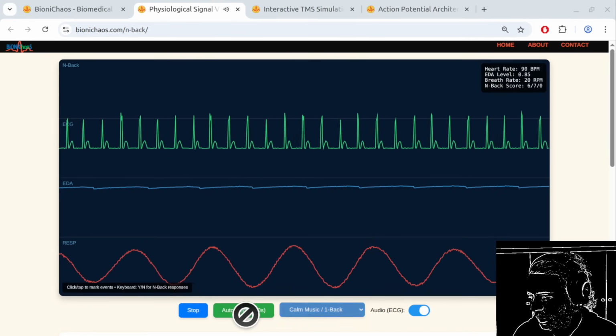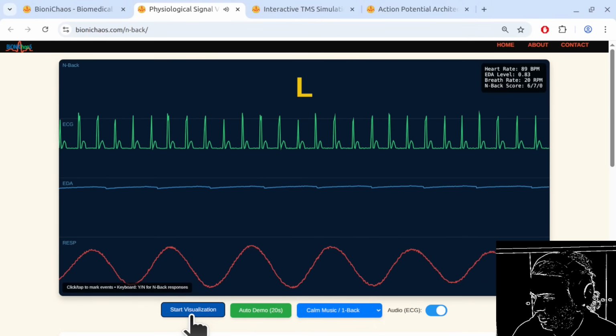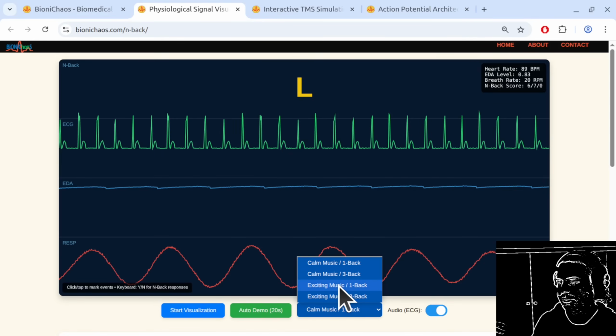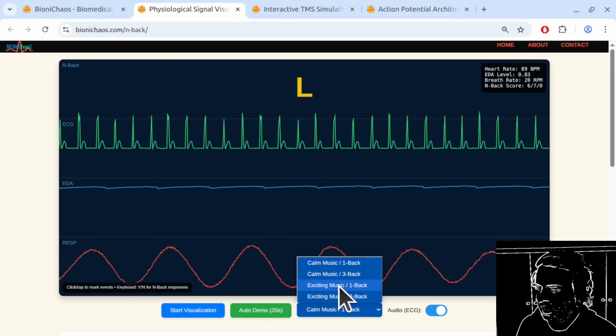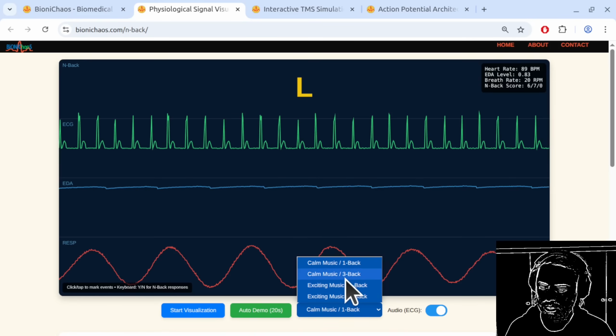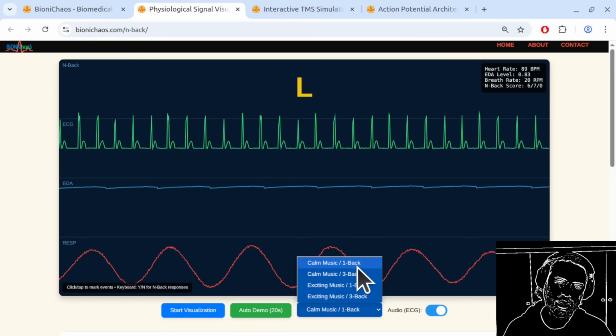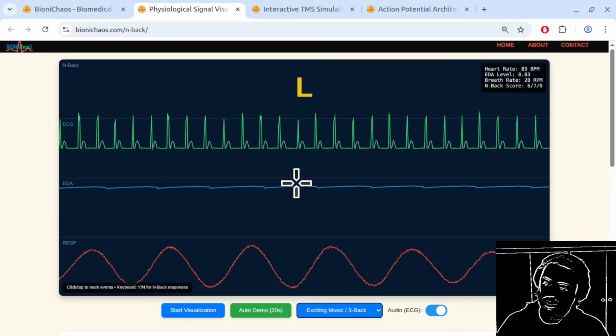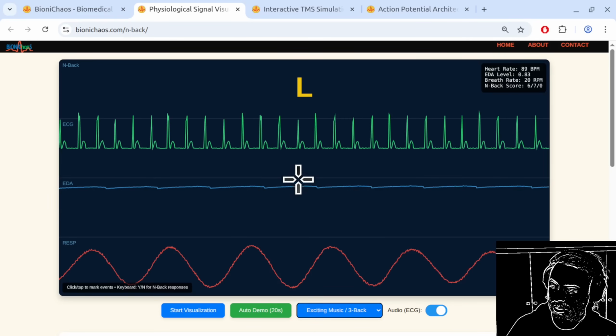And then you have another task where you actually do exciting music, and then you have two variations for music: calm music, exciting music. Then you have also two variations for the complexity of the memory task. Here you have to memorize one letter before or three letters back, which obviously makes it much more complicated. And this is also just a simulation.